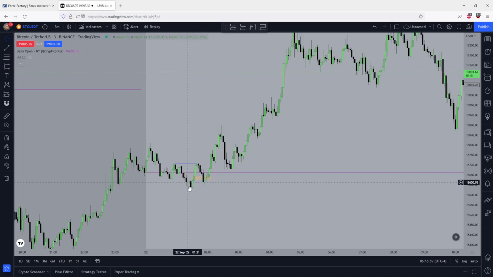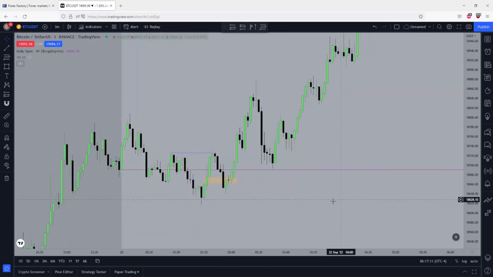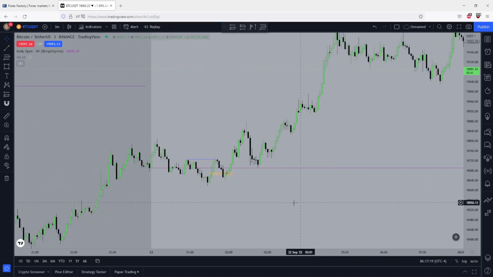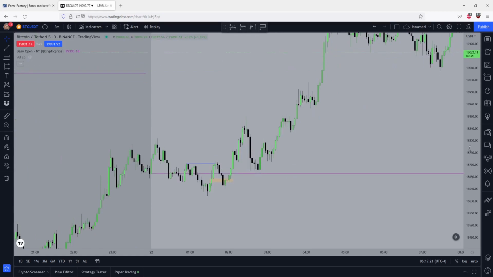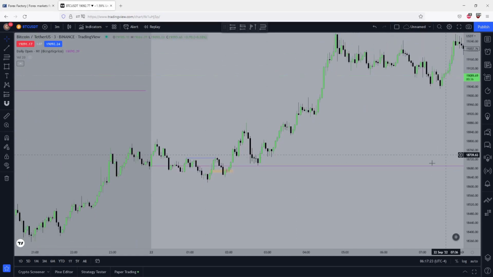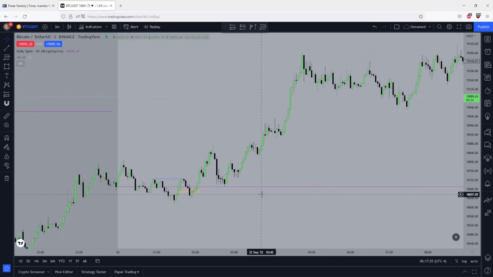And price respects this order block, this downward closed candle, this bearish candle. Again, it's not perfect, just like the trade setup on the 15 minute I just showed you. It's not perfect, but it's quite close to perfect. And considering at 2 AM we don't have that much volume in the market, it's quite a nice setup.